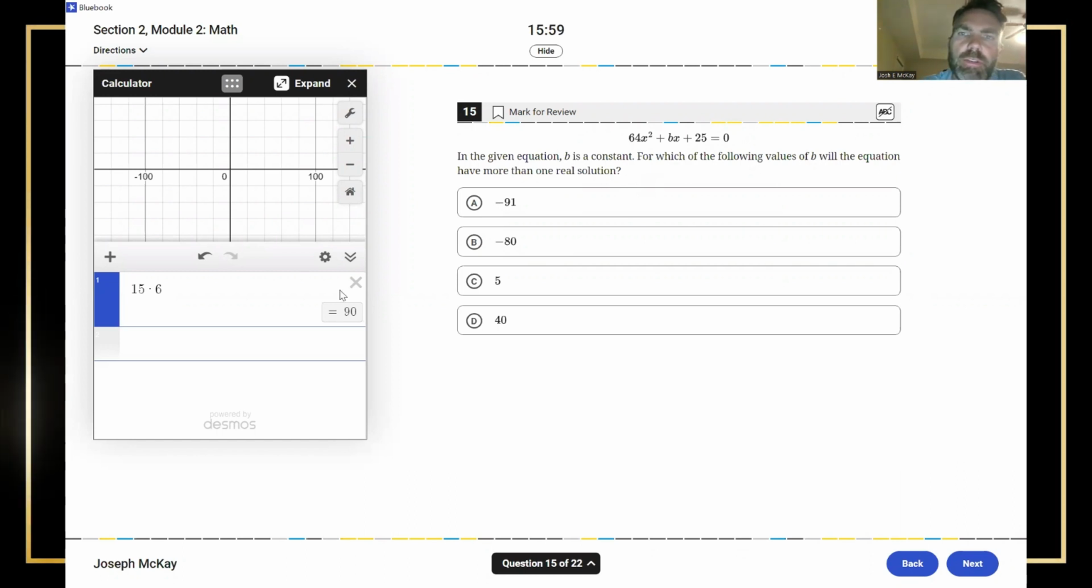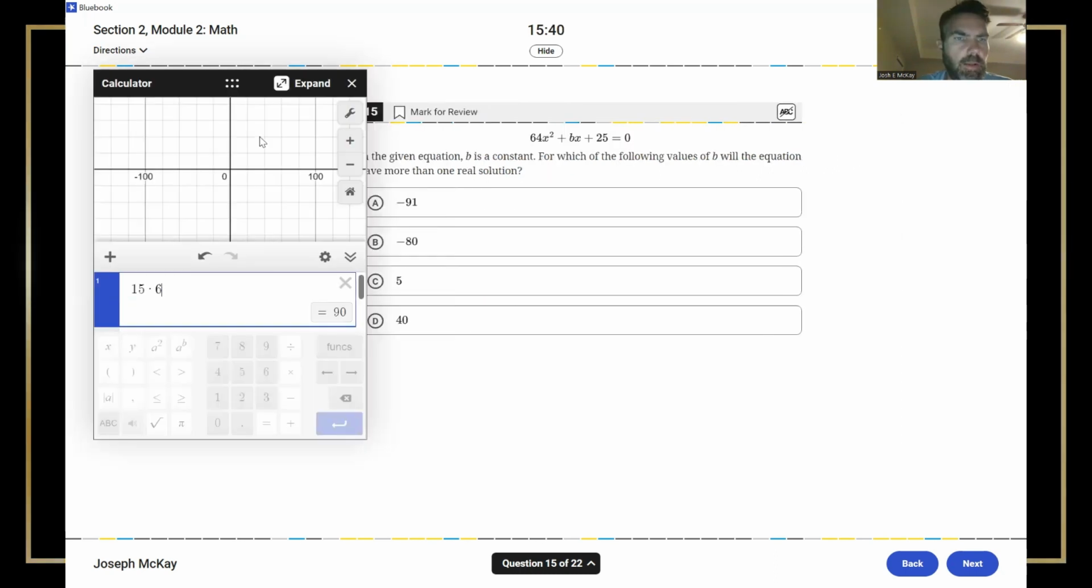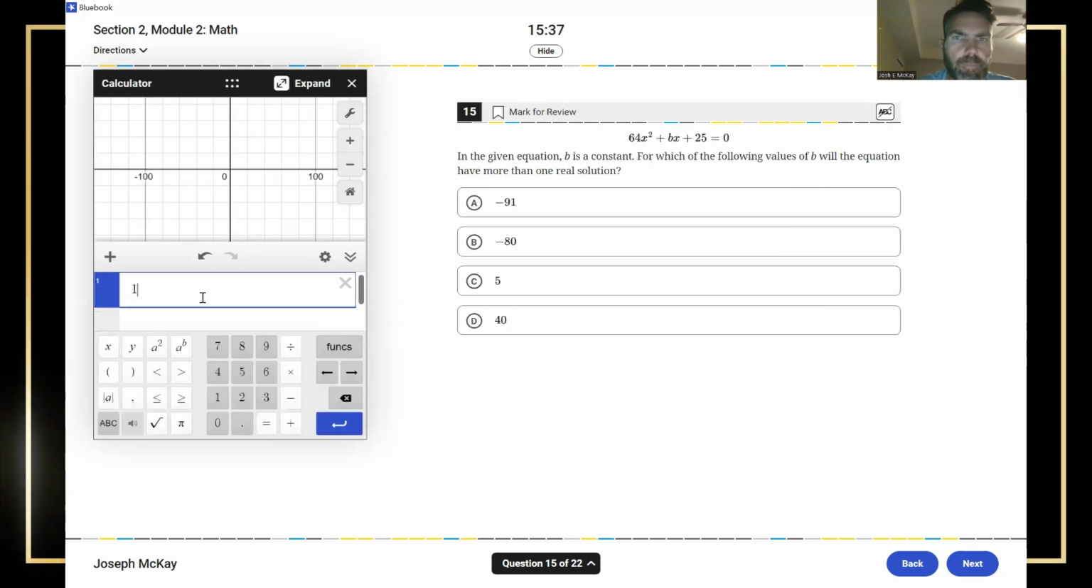I wonder if we could, let's try something here. Let's try just plugging these in instead of doing this with the calculator here. My calculator's not working. Get it to pop back up. There we go. So the calculator did just glitch there.